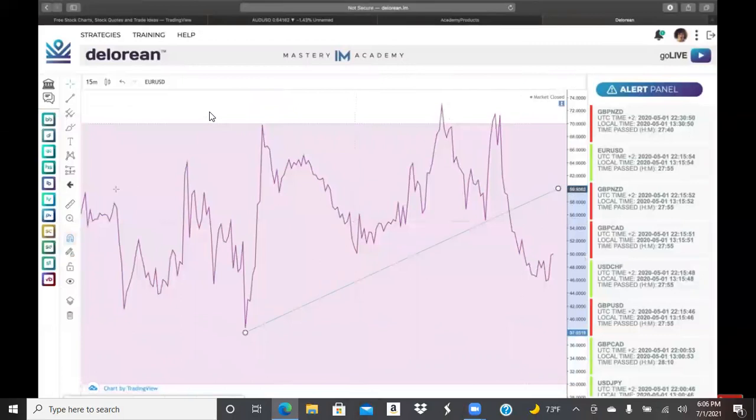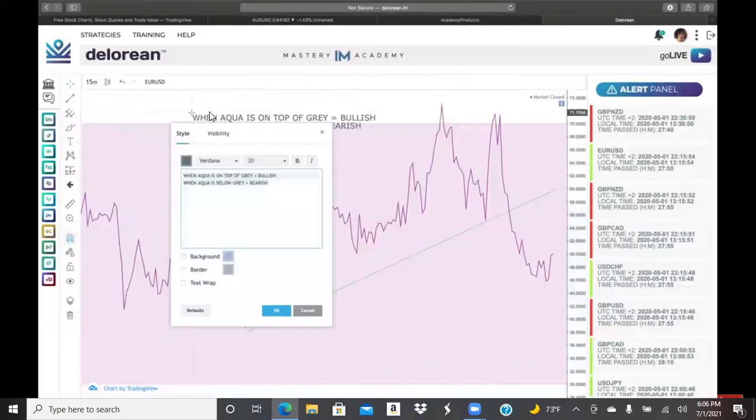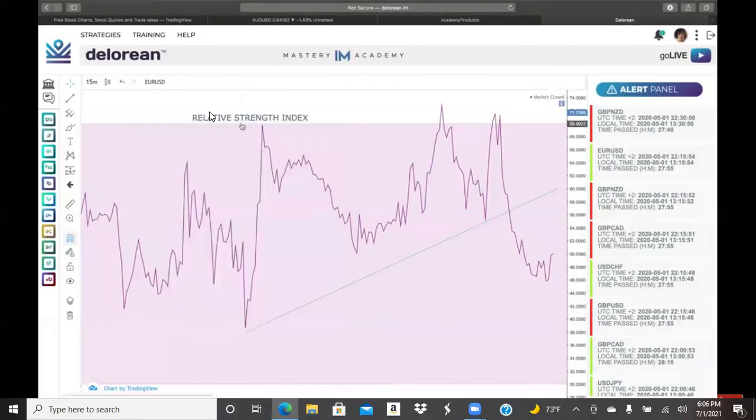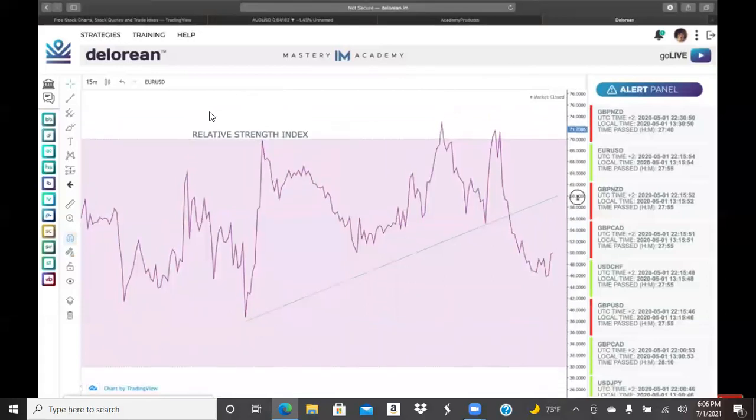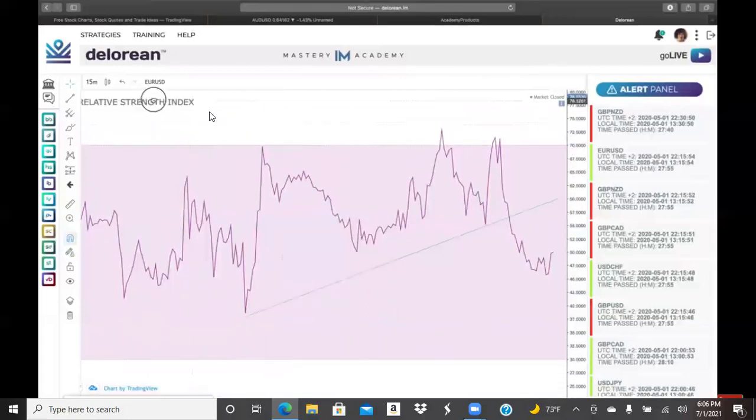So the RSI, first thing before we get into it, let's explain what that is. That stands for relative strength index. Okay, and really you just have to think about the words relative strength. Relatively speaking, how strong is something? And so here's the beginning of all of this.